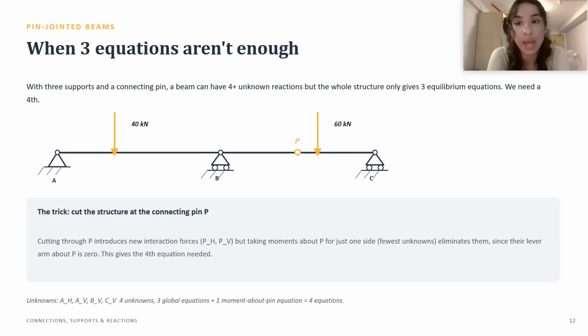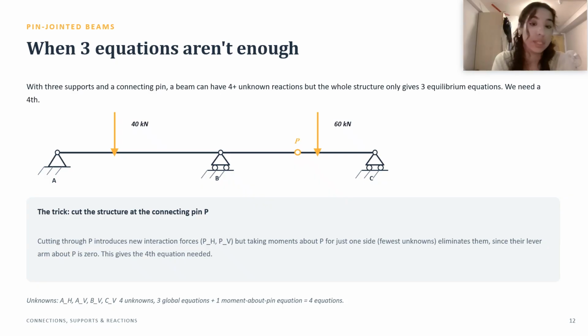Right, but if you have more than three unknowns, three equations are not enough. In this case, you have a body that is almost statically indeterminate, but there is a solution. We can introduce a connection P between, let's do it between the roller B and roller C. Connection can introduce new interaction forces, horizontal and vertical, on the P.